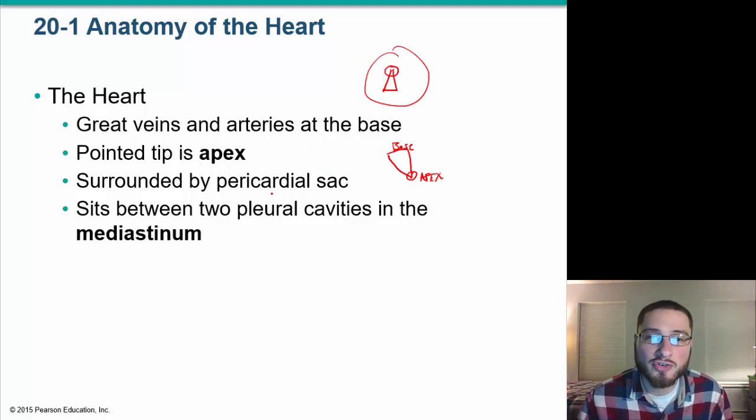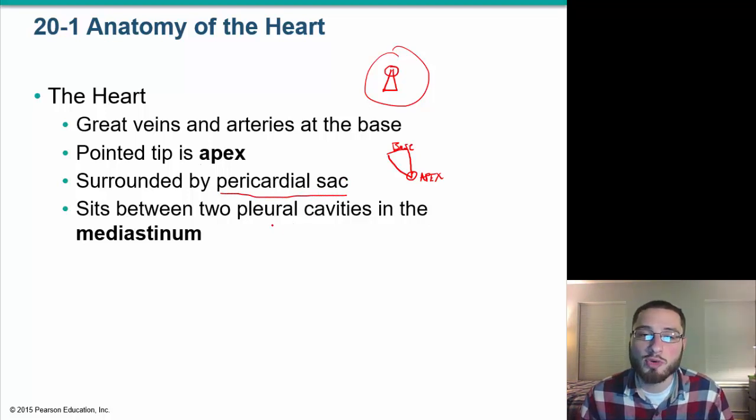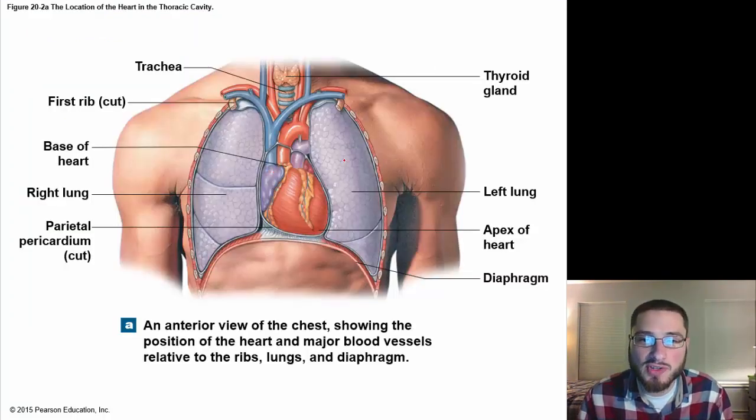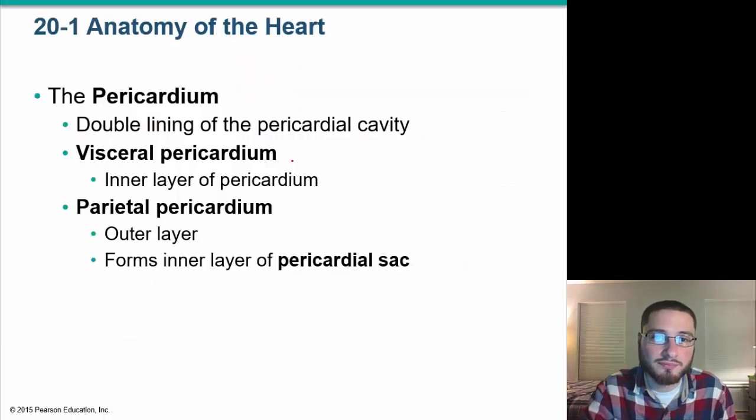So it's an upside down triangle surrounded by a pericardial sac. This pericardial sac is going to help it move freely and continue to pump within that chest cavity. It sits between the two pleural cavities in this mediastinum. So it has this cavity that it sits in. We see that the lungs are on each side. We have this superior vena cava returning, and we have this giant aorta leaving the left ventricle.